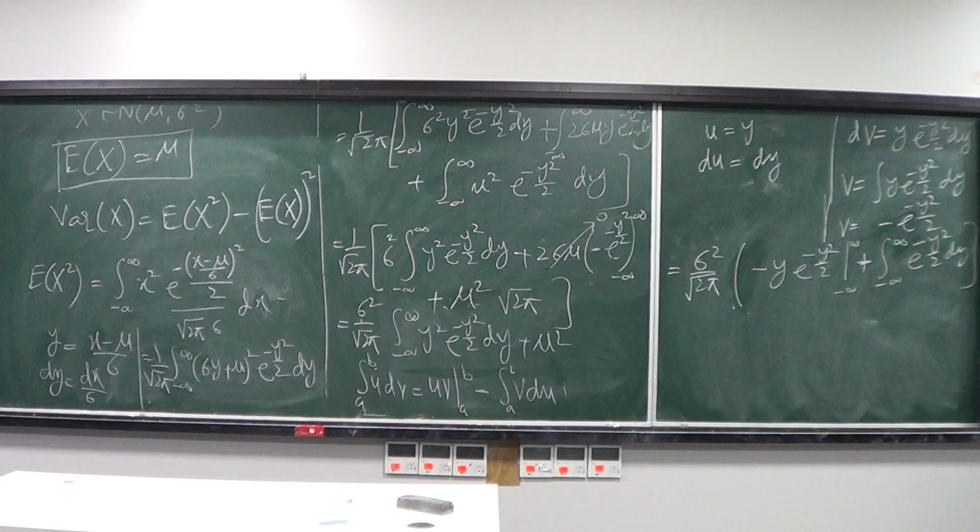So I hope we got it correctly. So v is e to the minus y square by 2, and du is really dy. So let's simplify this now.